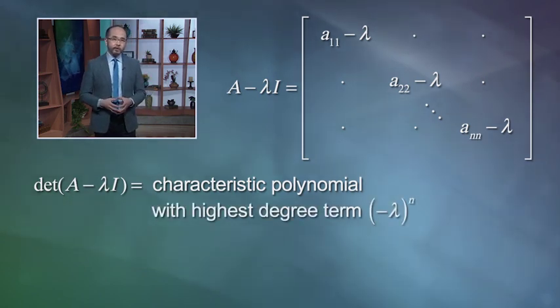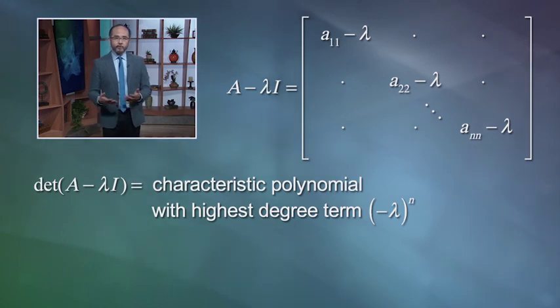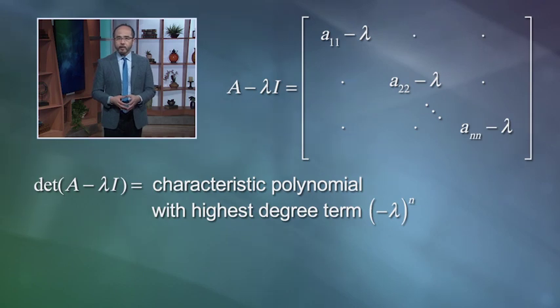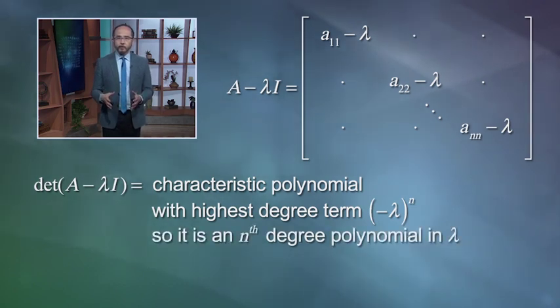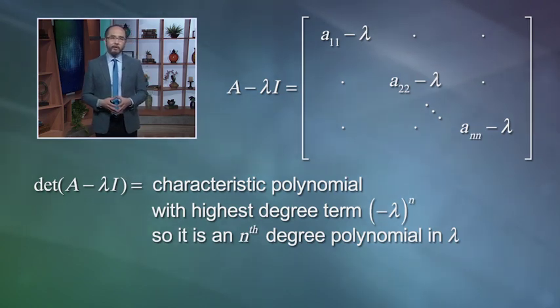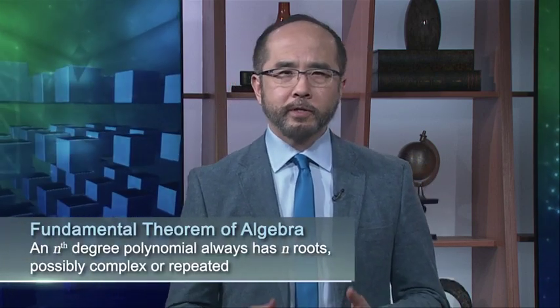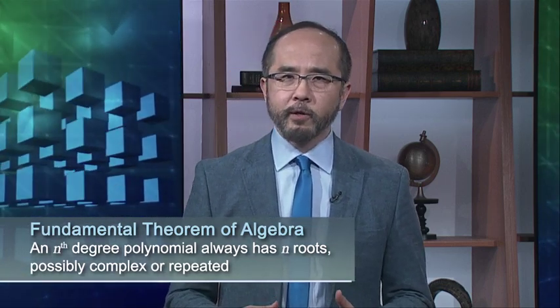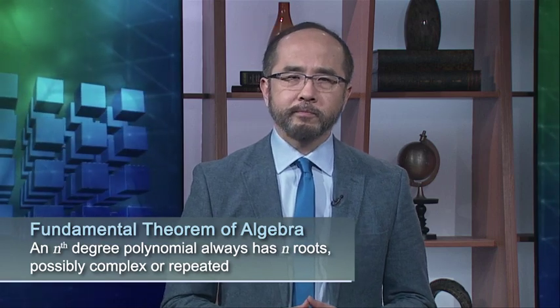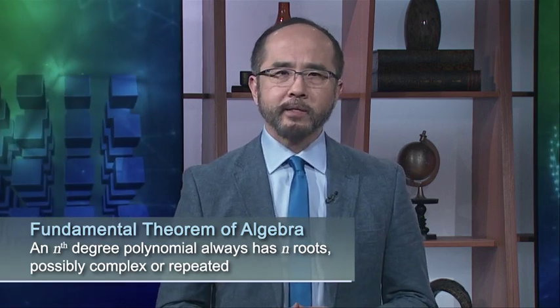You can see from the recursive determinant formula that one of the terms will involve multiplying the quantity minus lambda n times. So the characteristic polynomial will have degree n, meaning n is the highest power of lambda that appears. Now, the fundamental theorem of algebra, which you may have learned in school when you first learned about polynomials, says that an nth degree polynomial always has n roots. Some of these roots may be complex or repeated, but if you count them all, you will get n of them.